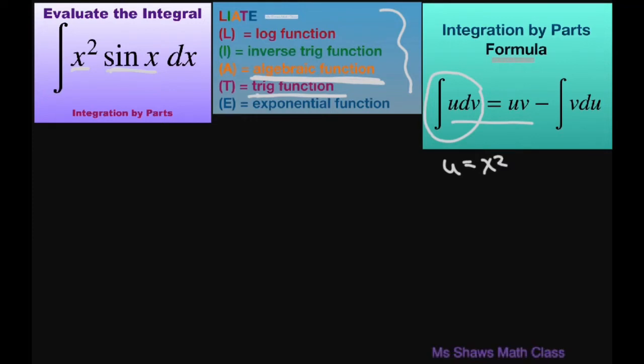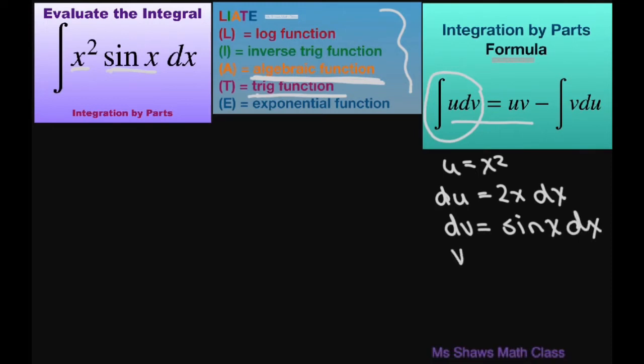That means du is going to be 2x dx. And then our dv is going to be sine of x dx. And therefore our v is going to be negative cosine of x. And now let's substitute it into our formula here.